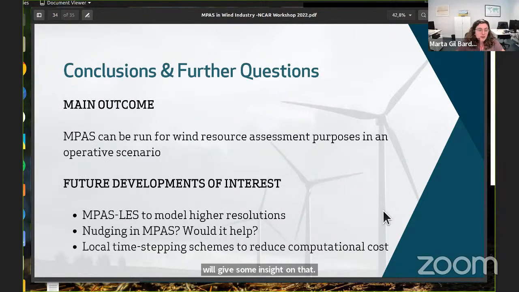So the main outcome of the presentation is that with the tests we've done, we could now run MPAS confidently for any wind resource assessment application that didn't need very high resolutions, and that we are interested in seeing how MPAS develops in the future, whereas we can go to higher resolutions with some large eddy simulations implementation, or if nudging can be added to the model, or if there are some other techniques that can be included to reduce the computational cost.